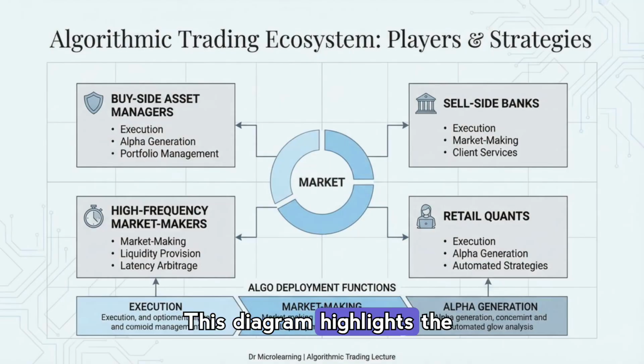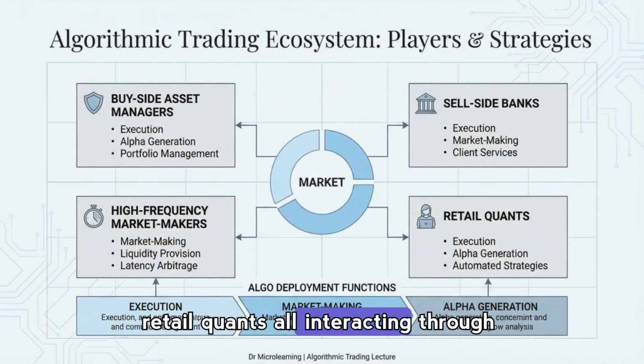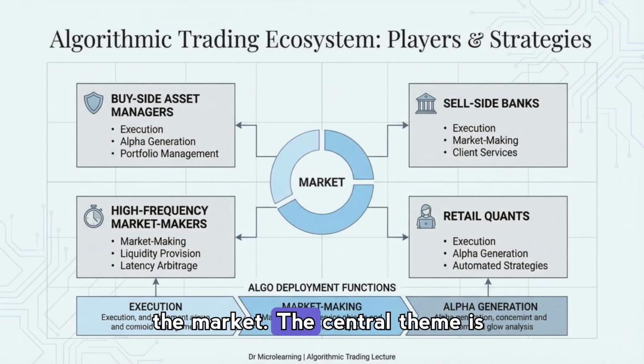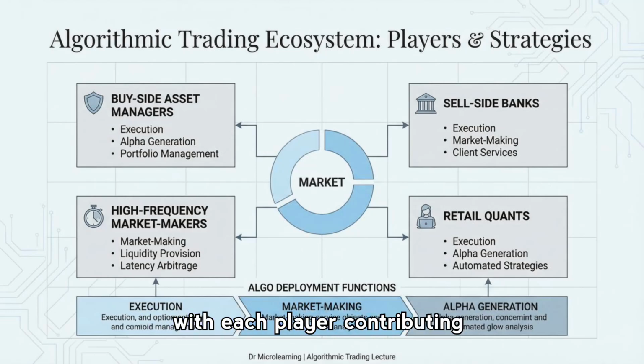This diagram highlights the ecosystem around algorithmic trading, showing buy-side asset managers, sell-side banks, high-frequency market makers, and retail quants all interacting through the market. The central theme is how algo deployment functions: execution, market making, and alpha generation connect participants, with each player contributing different services like liquidity provision, portfolio management, or automated strategies.